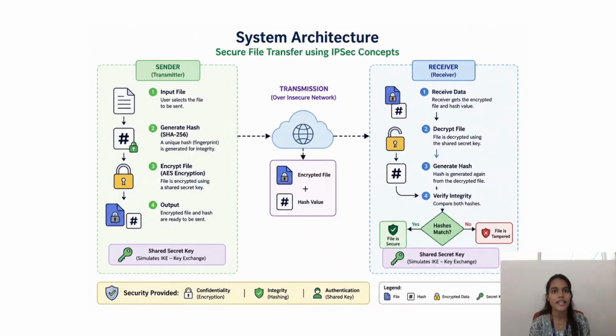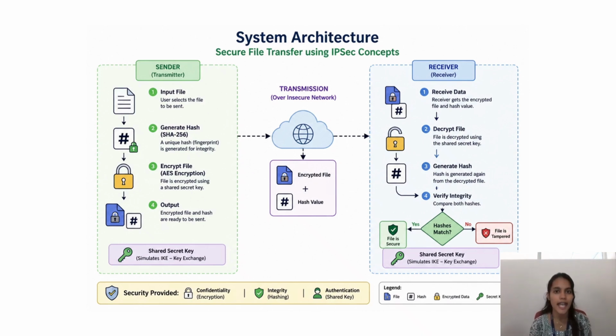The system is designed to provide secure file transfer using IPsec-like concepts such as encryption, integrity verification, and key-based authentication. At the sender side, the original file is first processed to generate a hash value using the SHA-256 algorithm. This hash acts as a unique fingerprint of the data and helps in detecting any modification during the transmission.